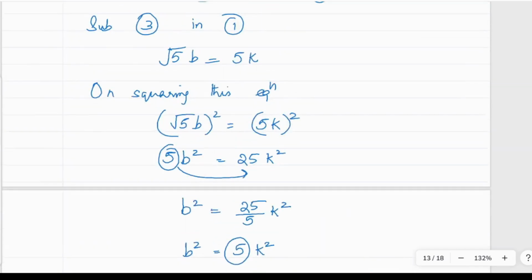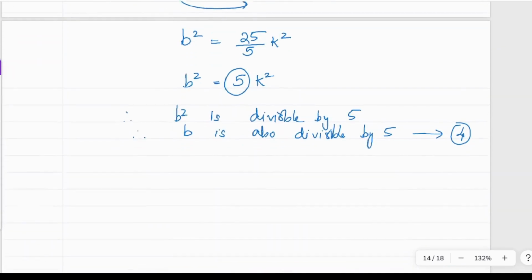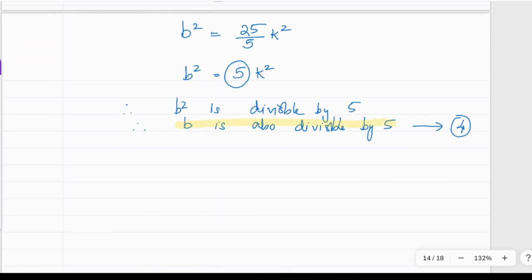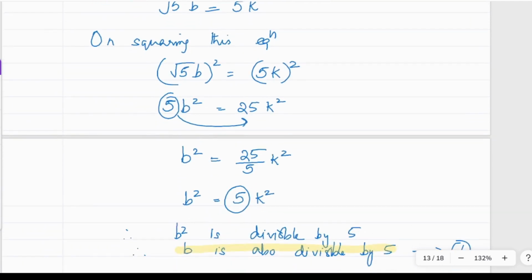Now cross check 2 and 4. You can see this is our 2, and this is our 4, right? As per 2, what does it say? a is divisible by 5 and b is divisible by 5. But a and b are actually coprimes. Coprimes means they only have one as the common factor. Both a and b being divisible by 5 means 5 is also a common factor of a and b, correct?